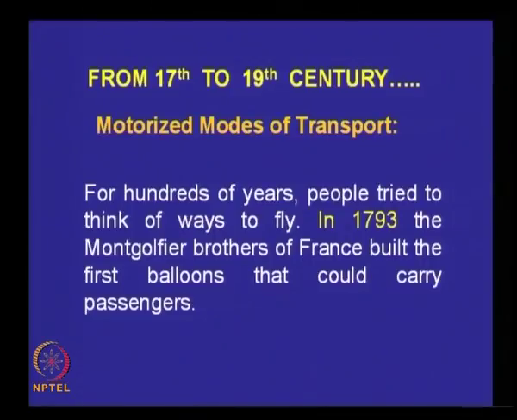Then for hundreds of years, people tried to think of ways to fly. There is no end to ambition to move faster and faster. In 1793, the Montgolfier brothers of France built the first balloons that could carry passengers. When it comes to air transportation, we remember always the Wright brothers who invented the aircraft. Even prior to that, again brothers from France first invented balloons which can carry people, using which one can fly.